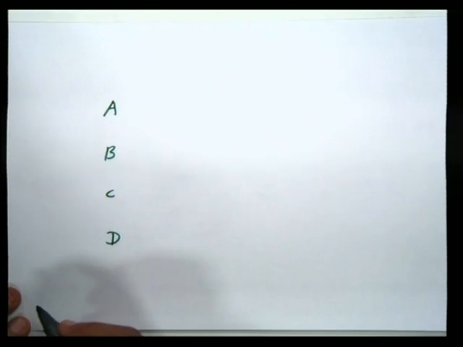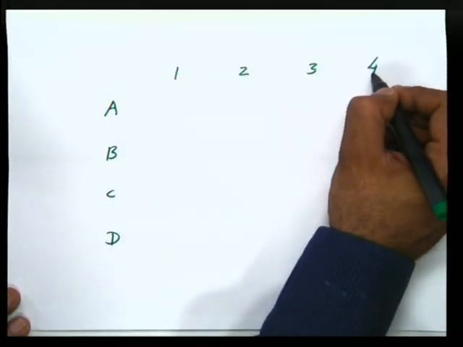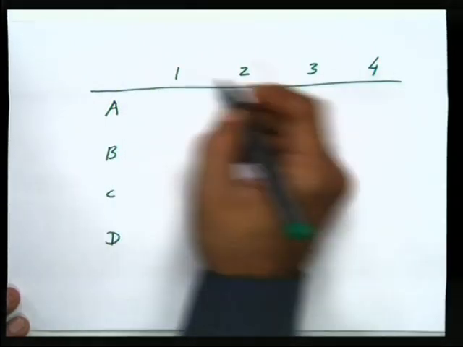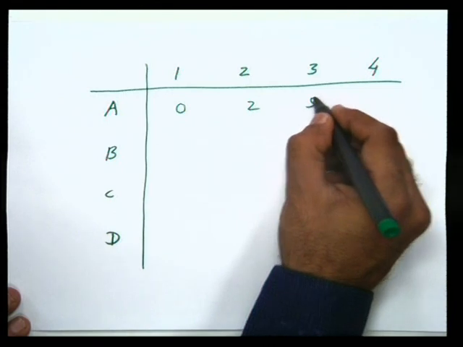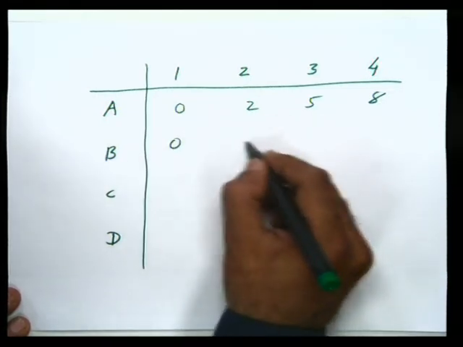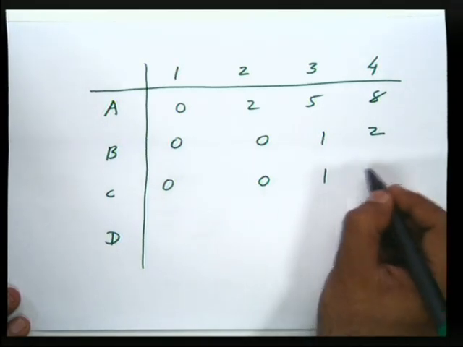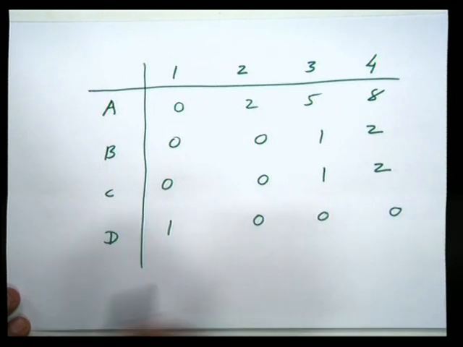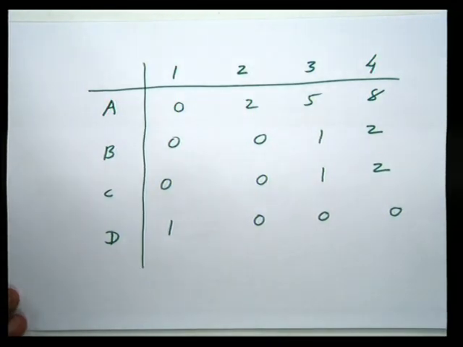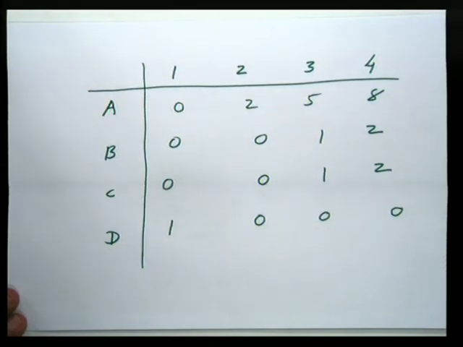So we go to the next part, which is A, B, C, D, 1, 2, 3, 4. Our numbers are 0, 2, 5, 8. Then 0, 0, 1, 2. Same. Then 1, 0, and 0, and the last row is all zeros. Now we'd love to cover all zeros by the minimum number of horizontal and vertical lines.